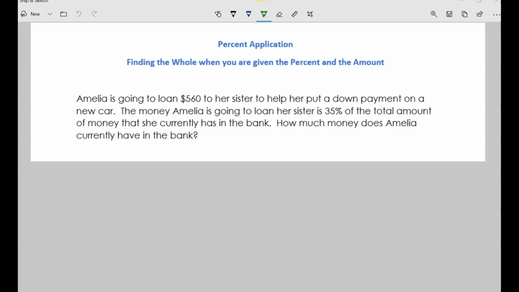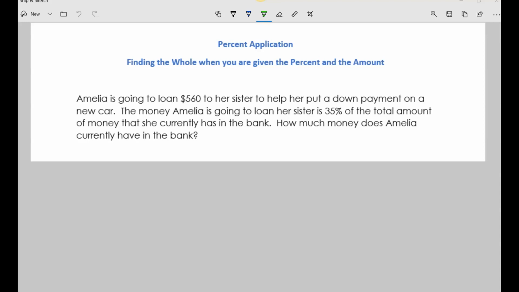All right, and in this video, we are going to be finding the whole when we are given the percent and the amount. So Amelia is going to loan $560 to her sister to help her put a down payment on a new car. The money Amelia is going to loan to her sister is 35% of the total amount of money that she currently has in the bank. How much money does Amelia currently have in the bank?